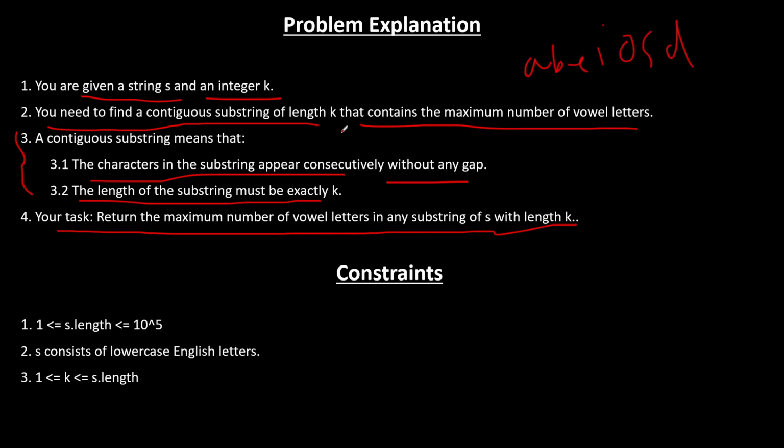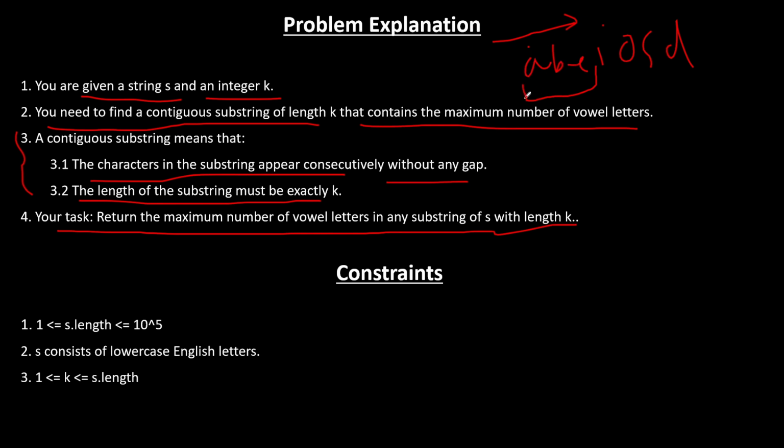So basically, they're trying to say that you have been given a string, a, b, e, i, o, s, d, and then K length, which contains the maximum vowel letters. So basically, K will be the substring, and that will be contiguous. Contiguous means there would be no gap between A and E or A and O. Even though we are maintaining the relative order, there cannot be any gap. It has to be continuous.